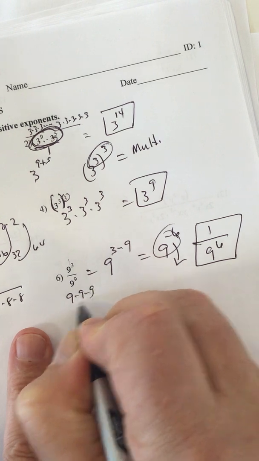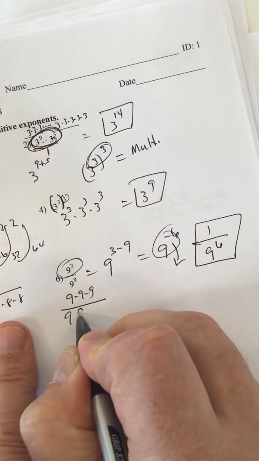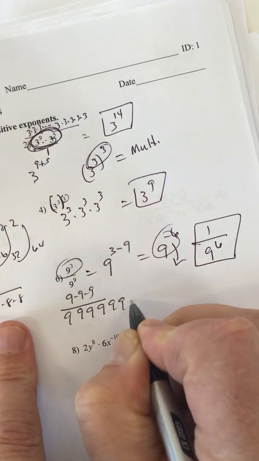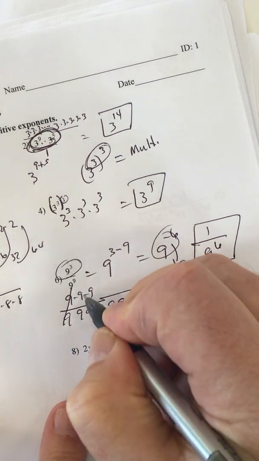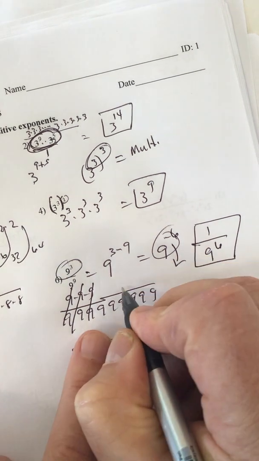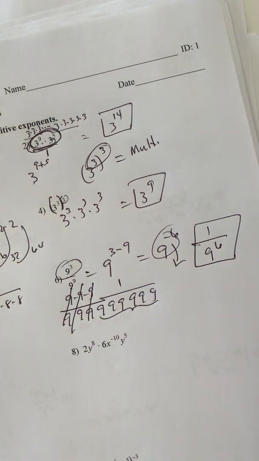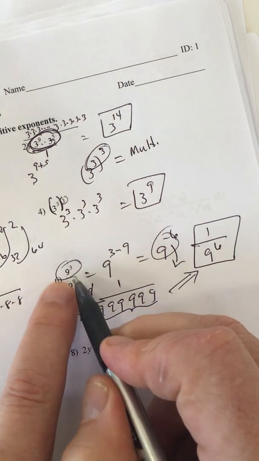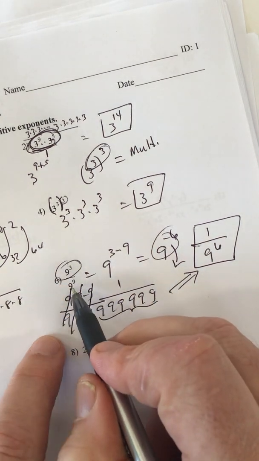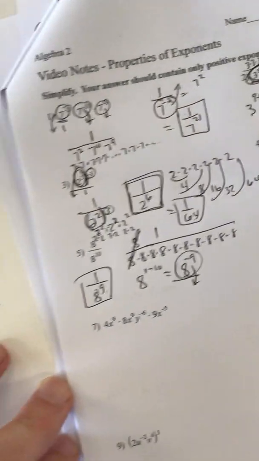Or the visual of what's happening is there were 3 9s on the top and 9 9s on the bottom. So those cancel, those cancel, those cancel. And see, we've got 1 on the top and 6 9s left on the bottom. So division is just subtract the powers together because they're canceling themselves out, really.